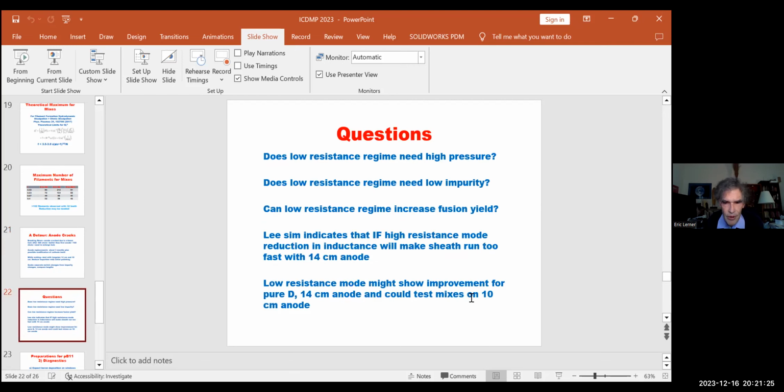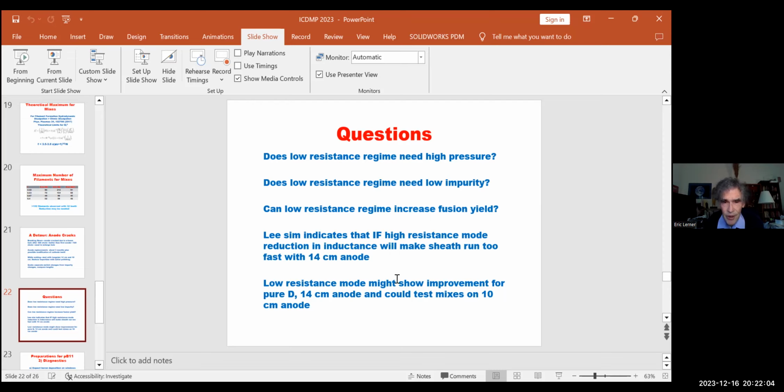So these are some of the questions that we're going to try and answer in this next run with tungsten. First of all, does this low resistance regime that we've just observed require high pressure? Because with a 14 centimeter anode, we should be able to run with lower pressure and get the timing right. Does the low resistance regime need low impurity? Does it even exist when we run with the tungsten? Can this low resistance regime increase the fusion yield if we have good breakdown?